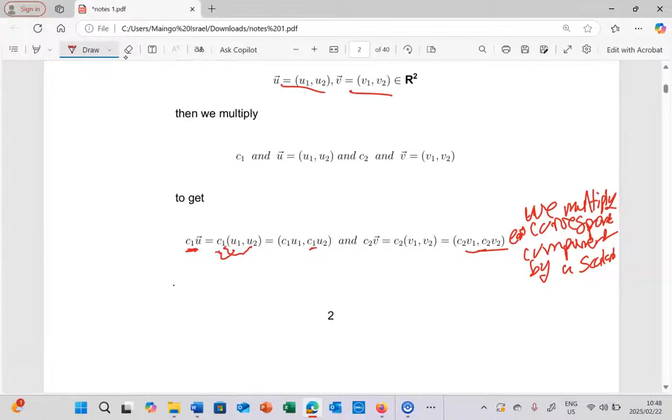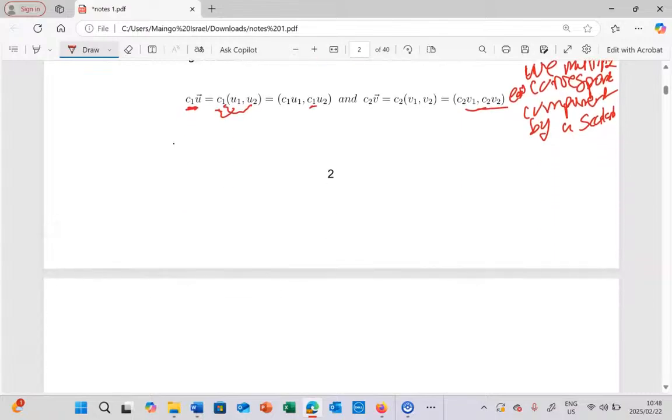So when we multiply a scalar by a vector in a certain dimension, that dimension will still be the same. The dimension won't change. If we're multiplying a scalar by a vector in a certain dimension, the dimension remains the same, but we just multiply each corresponding component by that scalar. So that's what is happening.